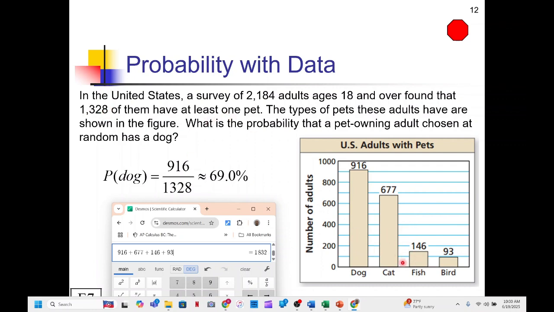So what do you think is going on with that discrepancy? Well, these are the people who own at least one pet, and that's the key, at least one. So it is possible that some of these people own both a cat and a dog, and maybe even a fish and a bird. Full house of pets there.